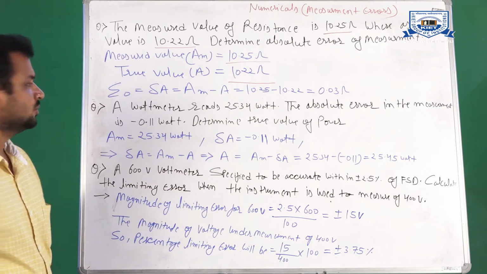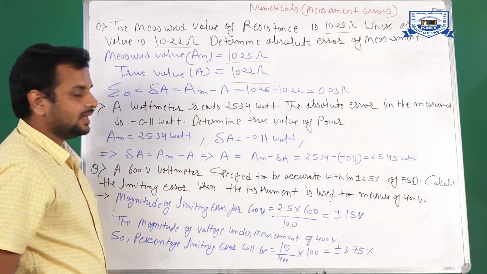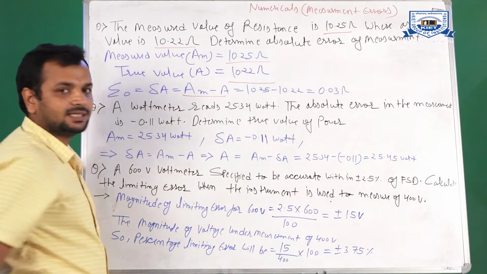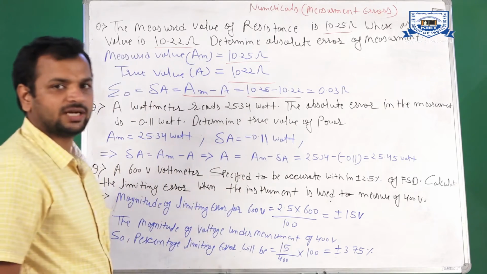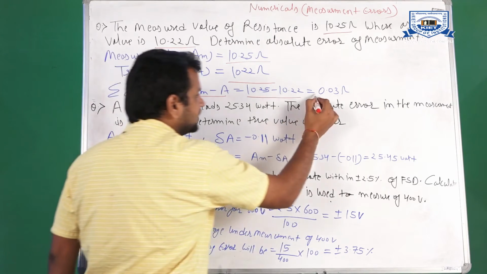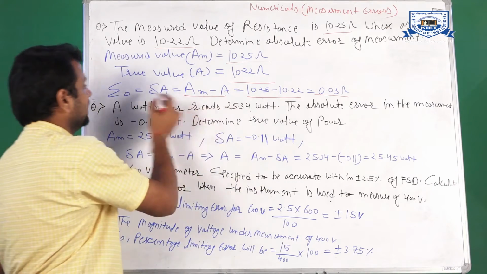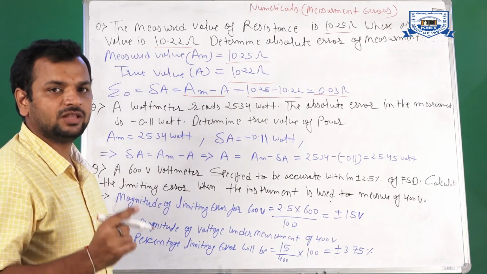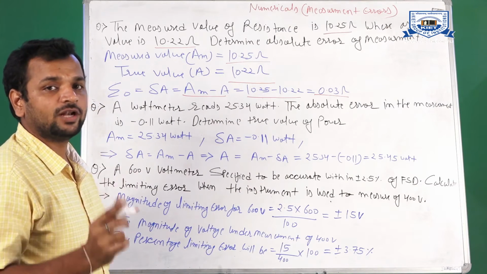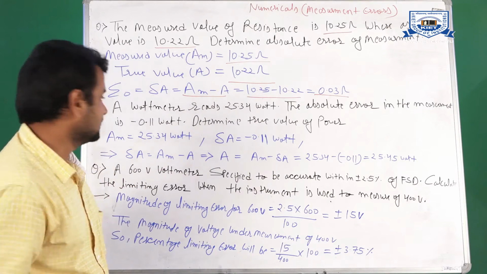10.25 ohm. So the value of absolute error will be AM minus A, that is 10.25 minus 10.22, which is equal to 0.03 ohm. Okay, so the absolute error will be 0.03 ohm, that is the difference between the measured value and the true value of the measured quantity, that is resistance.